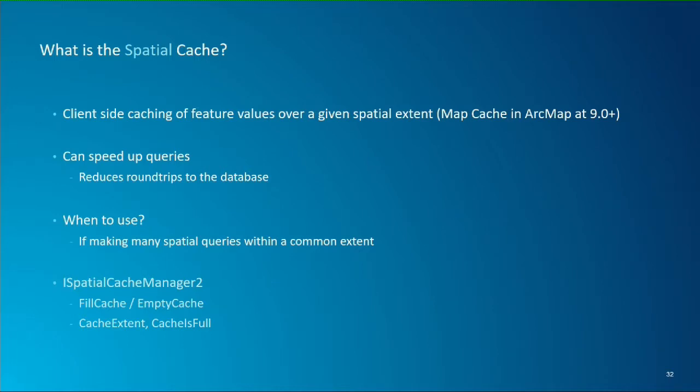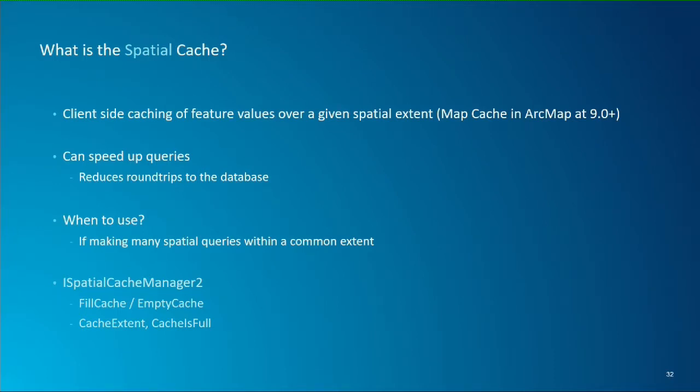If you're making many spatial queries to a common extent, why not cache all the features in that larger extent? The canonical example is people that are editing geometric networks. Say you have a particular project that you're working, a subdivision of some neighborhood. You're working on a neighborhood and you're doing lots of editing. Well, just enable a spatial cache across the entire neighborhood. That way you'll minimize the amount of round trips to the underlying database because a lot of it can be resolved on the client side.